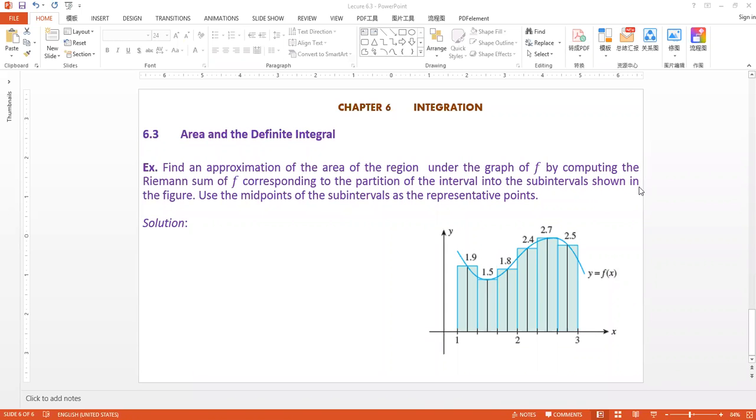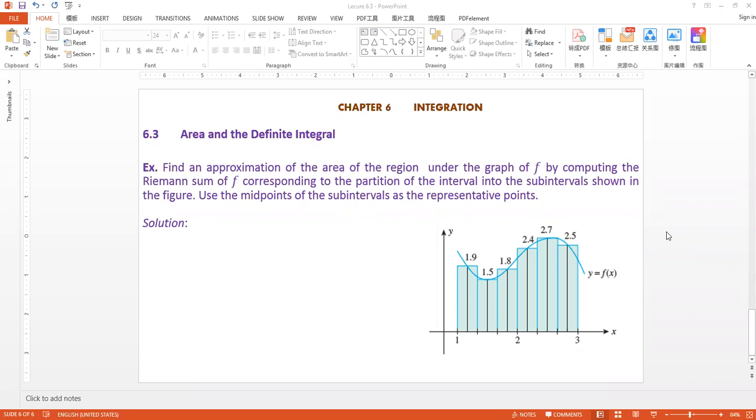Hello. We're going to do an example in section 6.3, Area and the Definite Integral. This is actually an exercise in this section, so we're going to discuss this example here.